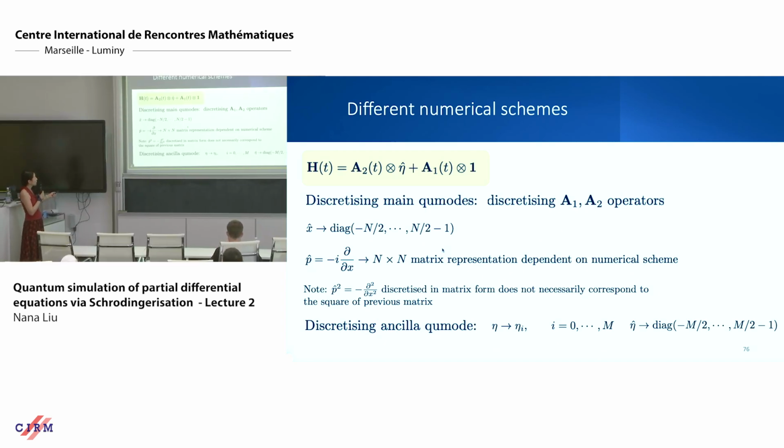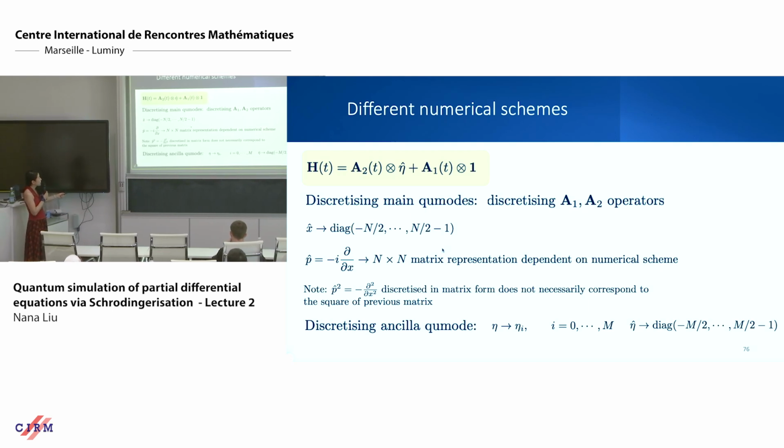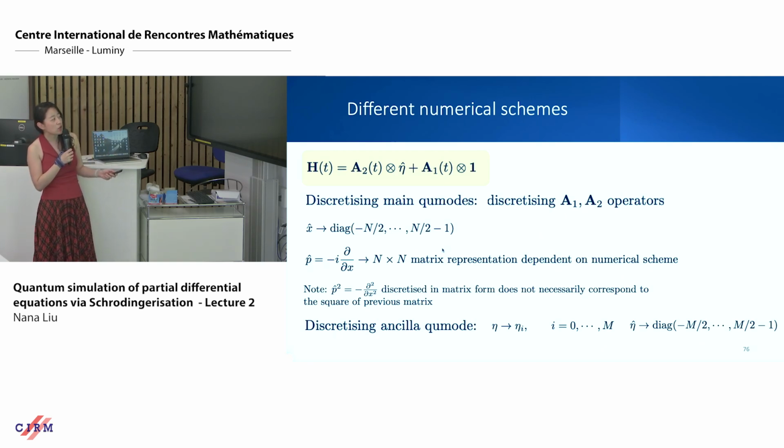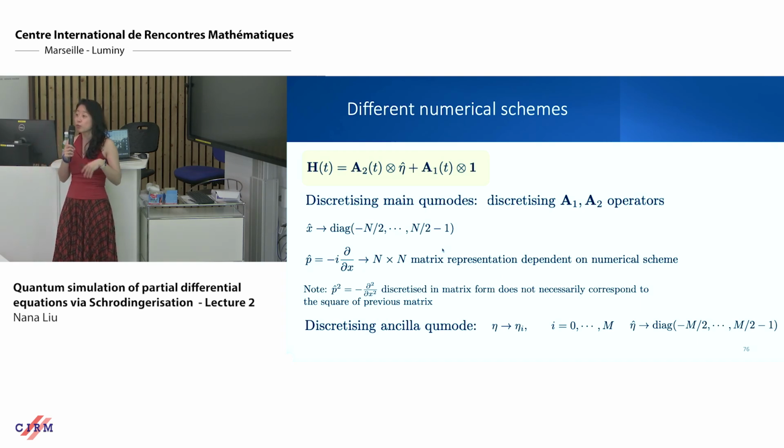So here, for example, your x hat is diagonal, and if this is a one-dimensional problem and you want to discretize your x dimension in n parts, then the eigenvalues of x hat would correspond to the diagonal values of minus n on 2 all the way up to n on 2 minus 1. So your x is in that domain between minus n on 2 and n on 2 minus 1. But now your p hat, this is an n by n matrix representation, but now this is dependent on your particular numerical scheme. Like what do you mean by derivative?